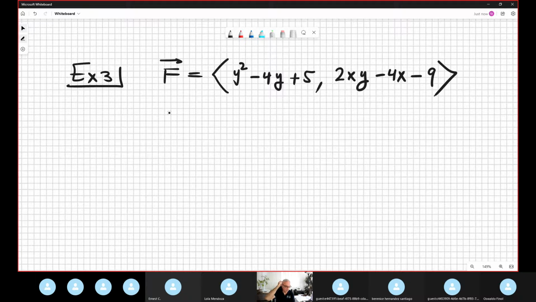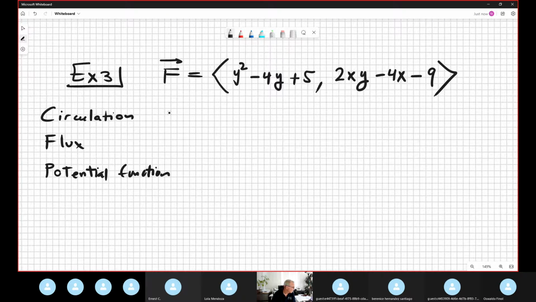I want to find everything. I want to find circulation. Okay, I want to find flux. I want to find a potential function or no. I don't know if you have a potential function or no. Everything that we studied so far. Okay, what's the problem? Simple.